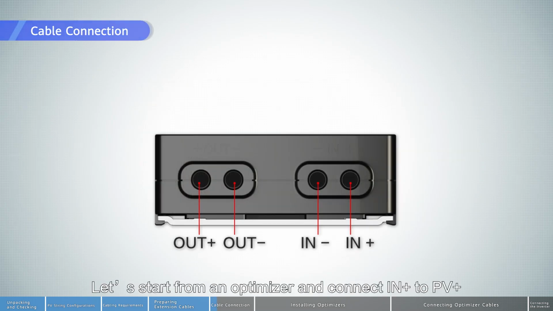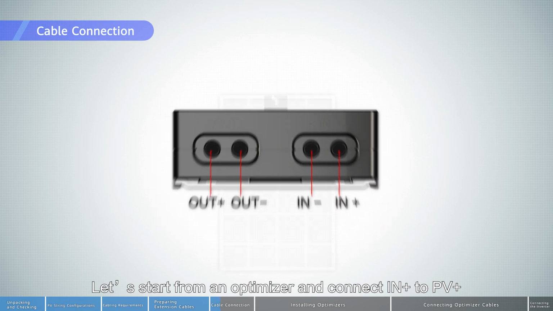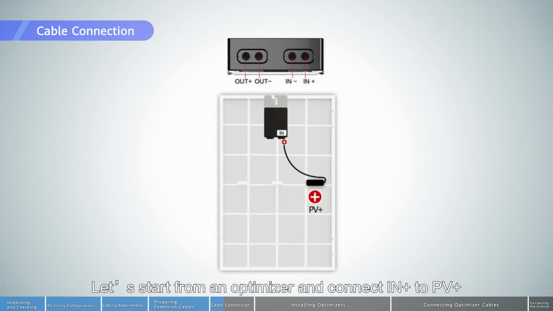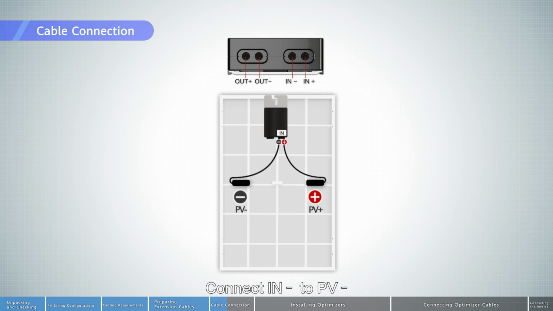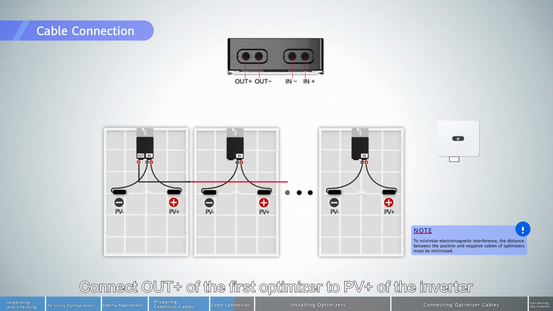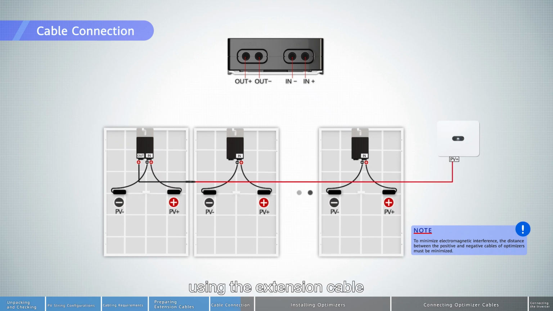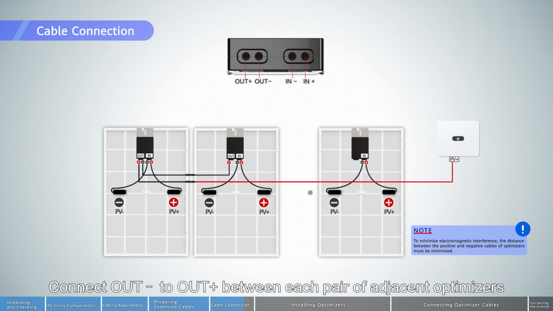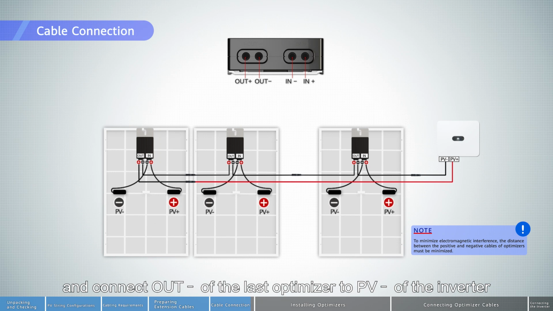Let's start from an optimizer and connect in positive to PV positive. Connect in negative to PV negative. Connect out positive of the first optimizer to PV positive of the inverter using the extension cable. Connect out negative to out positive between each pair of adjacent optimizers, and connect out negative of the last optimizer to PV negative of the inverter.